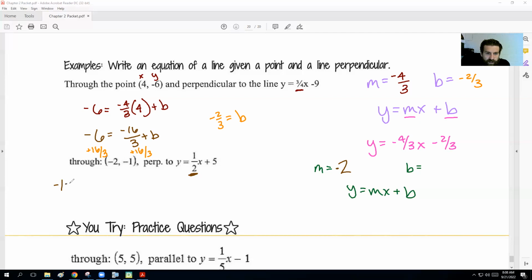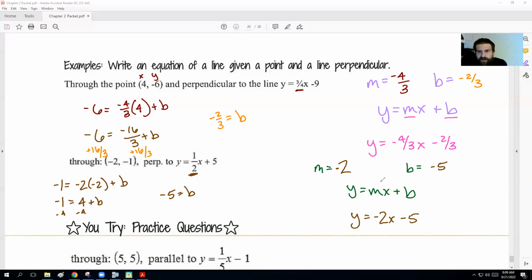So we get negative 1 equals our m, which is negative 2, times our x, which is also negative 2, plus b. We're going to solve for b. Negative 2 times negative 2 is a positive 4. And if we subtract the 4 over, negative 1 minus 4 is a negative 5. So our answer is going to be y equals, we plug in our m, negative 2x minus 5. I feel like that one was easier than the last one.